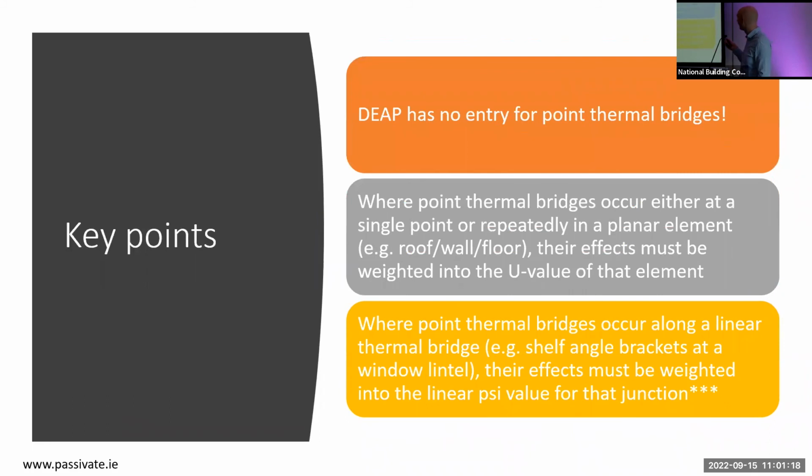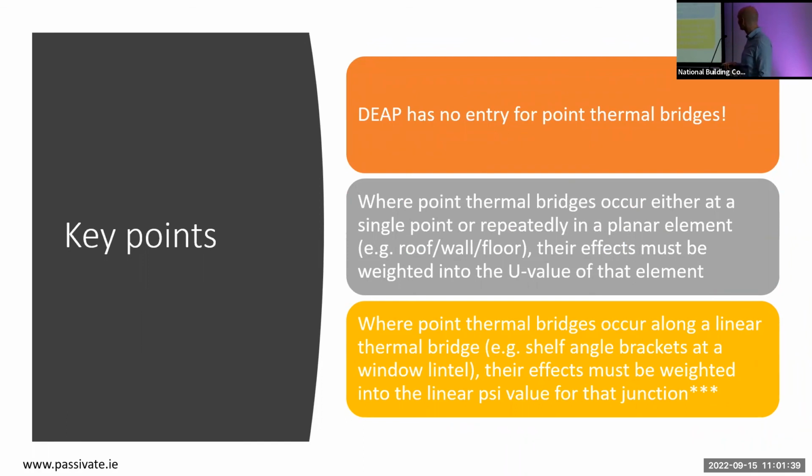DEAP has no entry point for point thermal bridges. It has linear thermal bridge entries in the form of the Y factor, which is one consolidated value, and U values. Point thermal bridges, particularly if they're repeating, must be included somewhere, either wrapped up in the U value or in a psi value, but they've got to be accounted for. They can't be ignored and they have a significant effect.